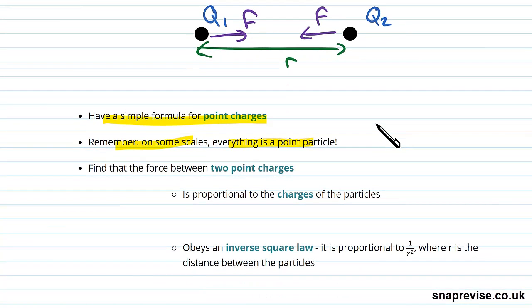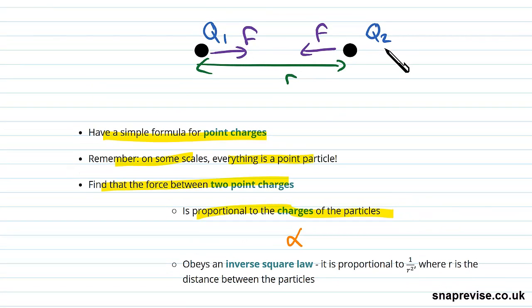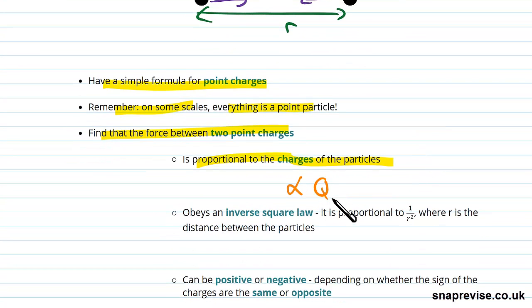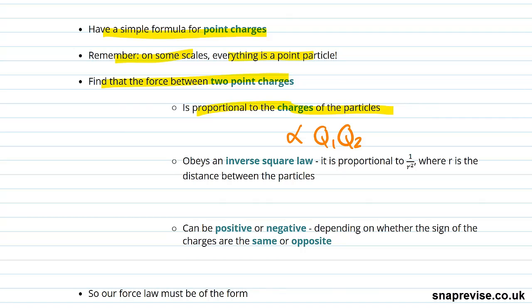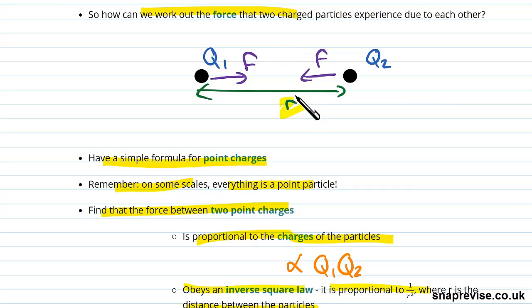So what are the big qualities of this force law? We find that the force between two point charges is proportional to the charges of the particles. What does that mean? It's got to be proportional to Q1, and it's got to be proportional to Q2. The only way that works is if it's proportional to Q1 times Q2. So for this to work, we're going to have Q1 times Q2 in there somewhere. The next thing we need to say is that it obeys an inverse square law, which means it's proportional to 1 over r squared, where r is the distance between the particles. So it's proportional to 1 divided by this distance squared.